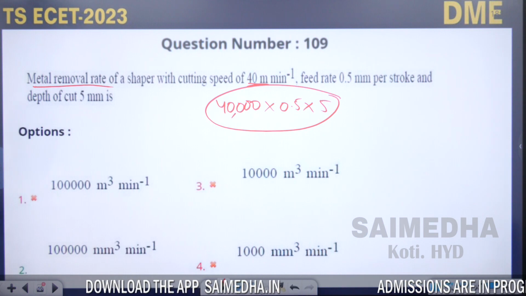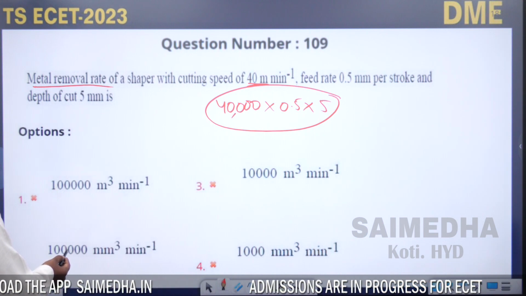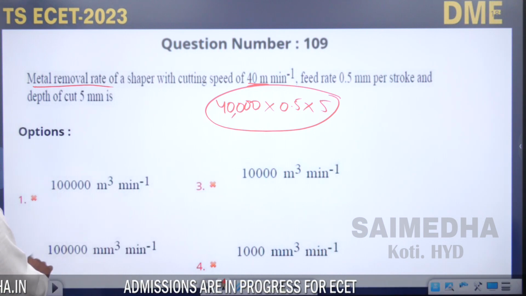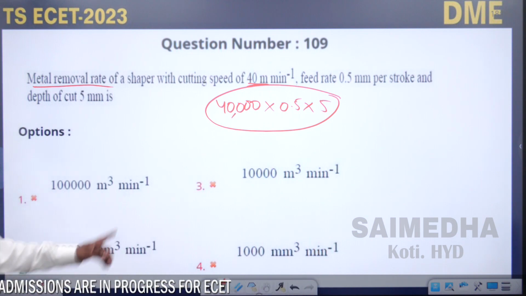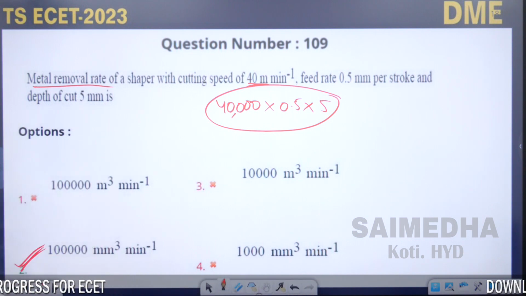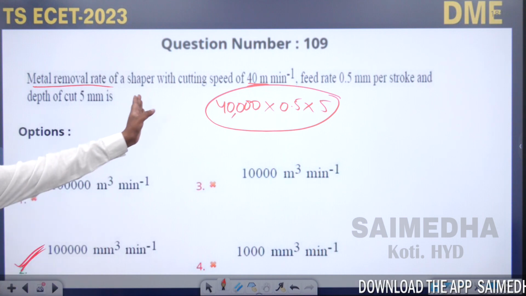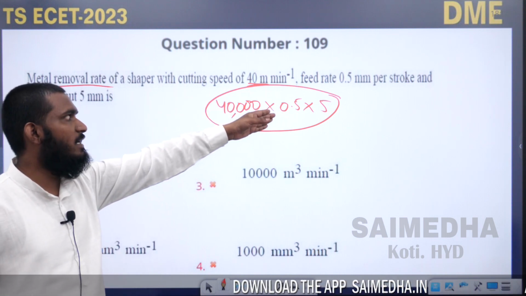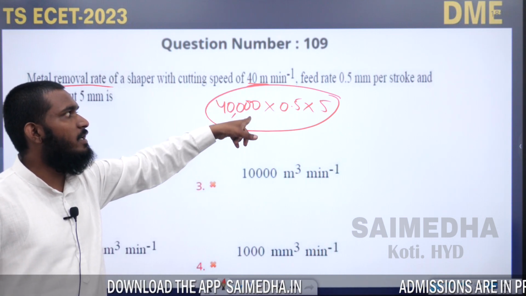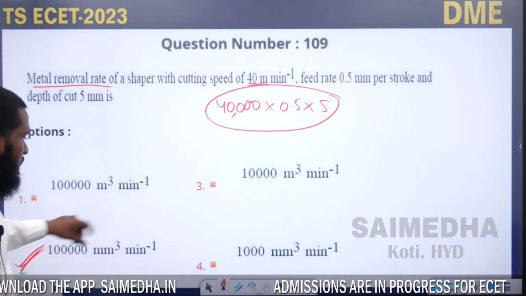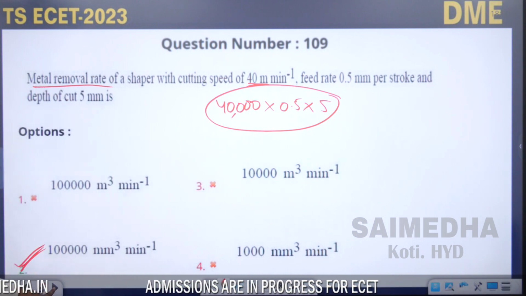So which option will be correct now? Ones, tens, 100,000, 10,000, lakh. So the second option is correct. And the units are mm cube per minute. We only multiply the numbers we have, but we have to convert the meter into mm, then multiply the values and we will get the answer. Okay, so this part we have taken.